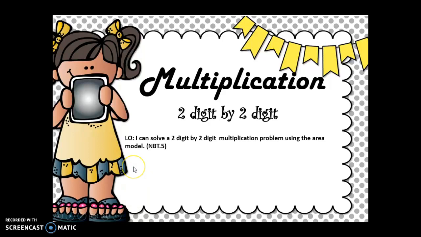Tonight we are working on multiplication, but we're taking it a step further and working on 2-digit by 2-digit multiplication. Our learning objective is I can solve a 2-digit by 2-digit multiplication problem using the area model. Pause the video and write this in your math journal.